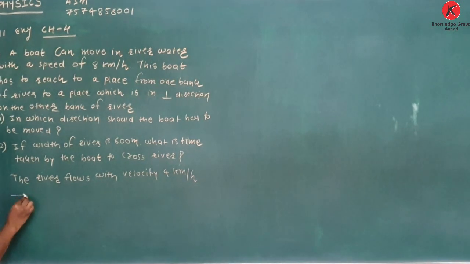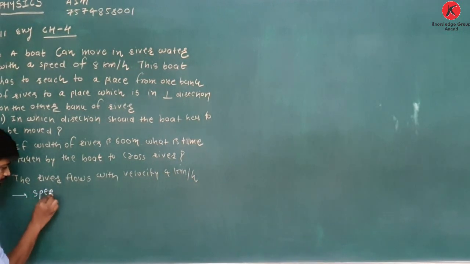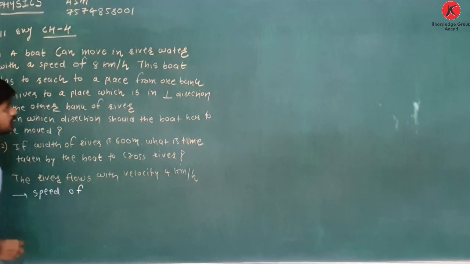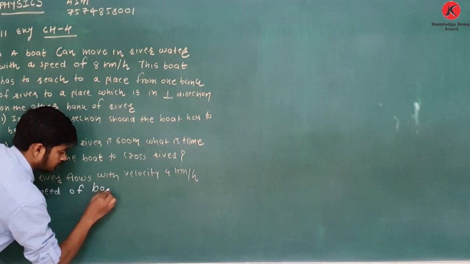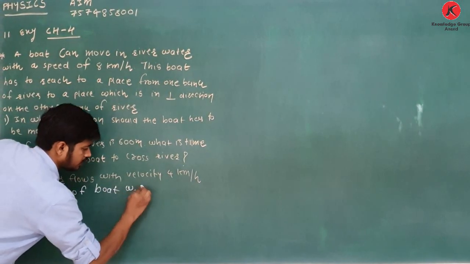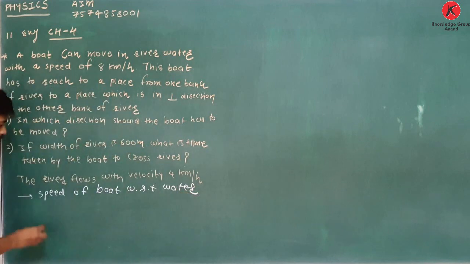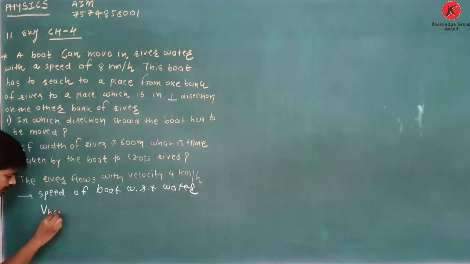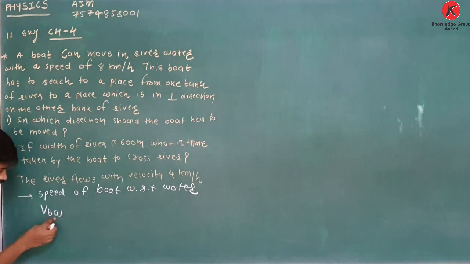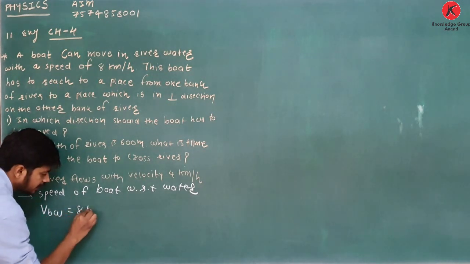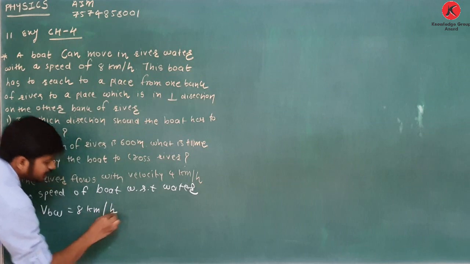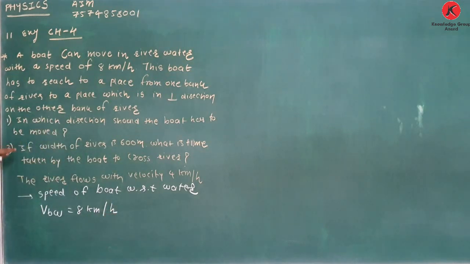Then how to write? See, speed of boat with respect to water. How to write it? VBW, speed of boat with respect to water. It is 8 km per hour. Okay, now this last statement.